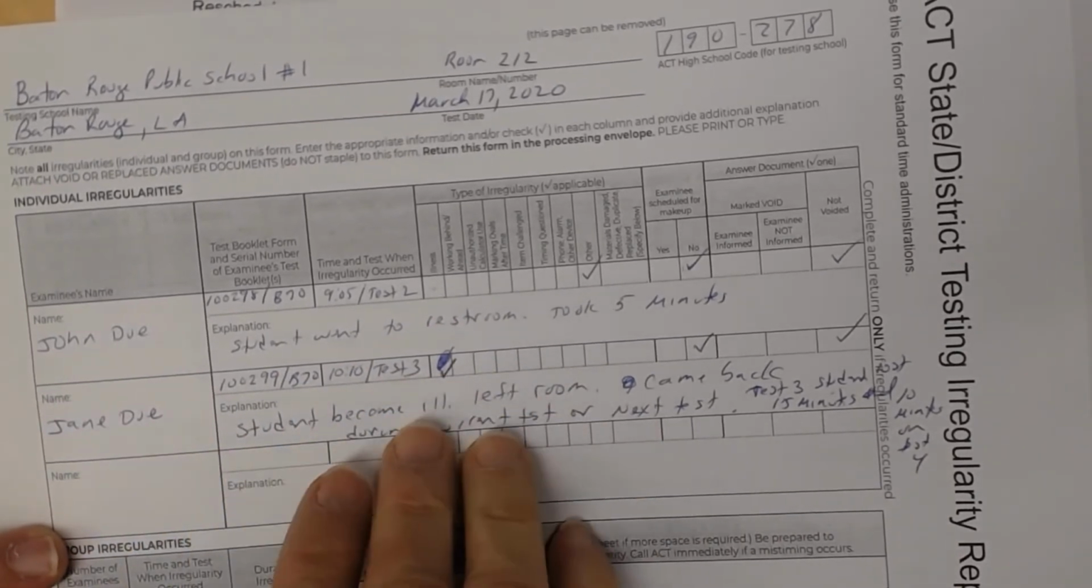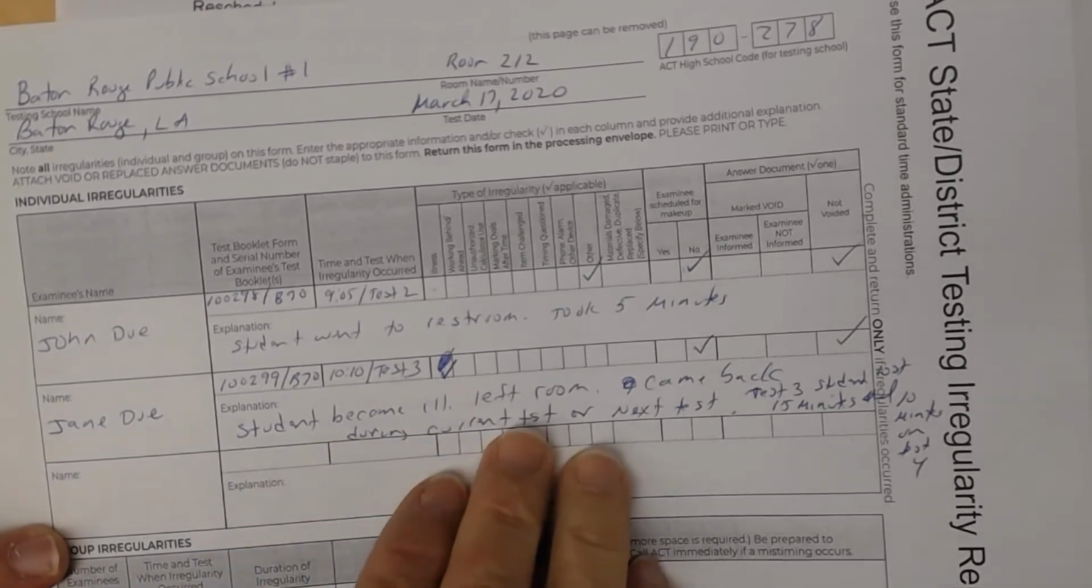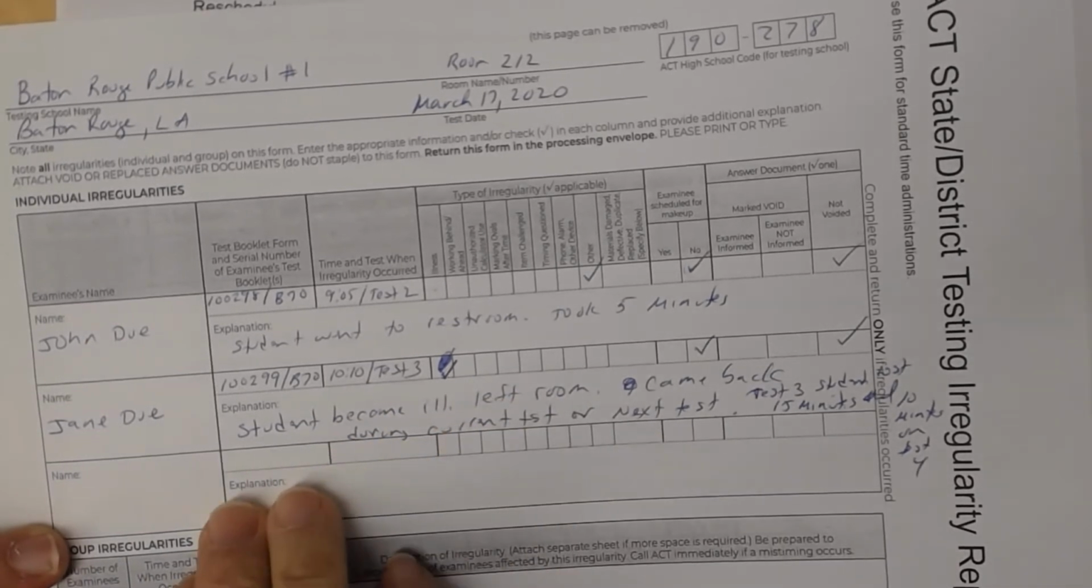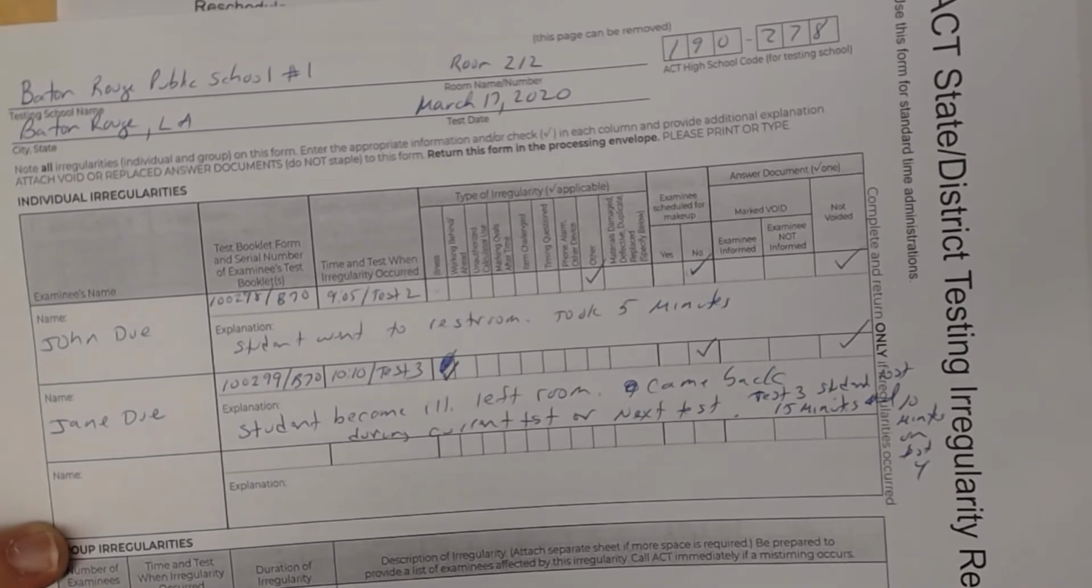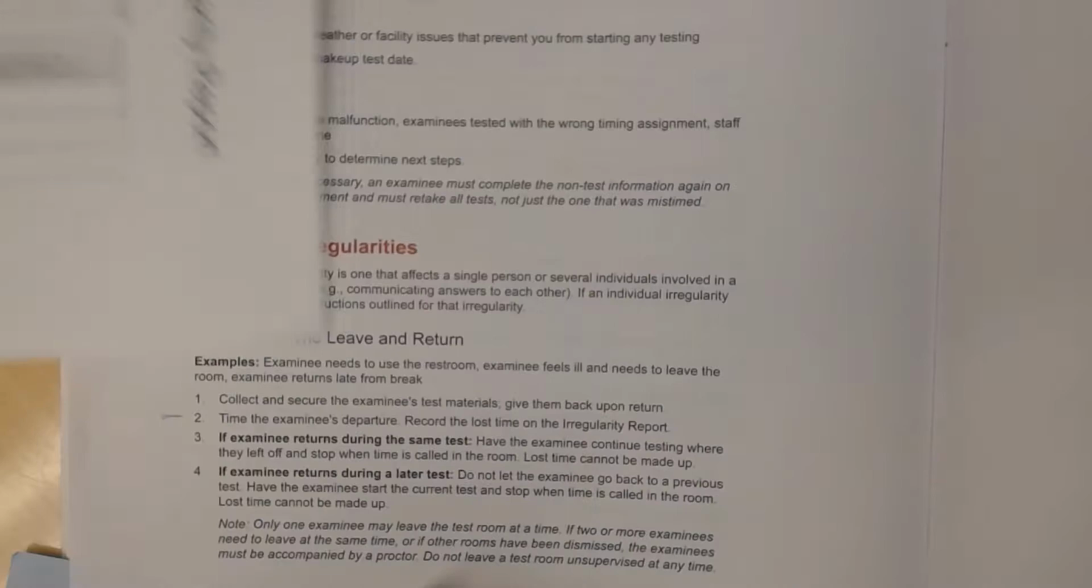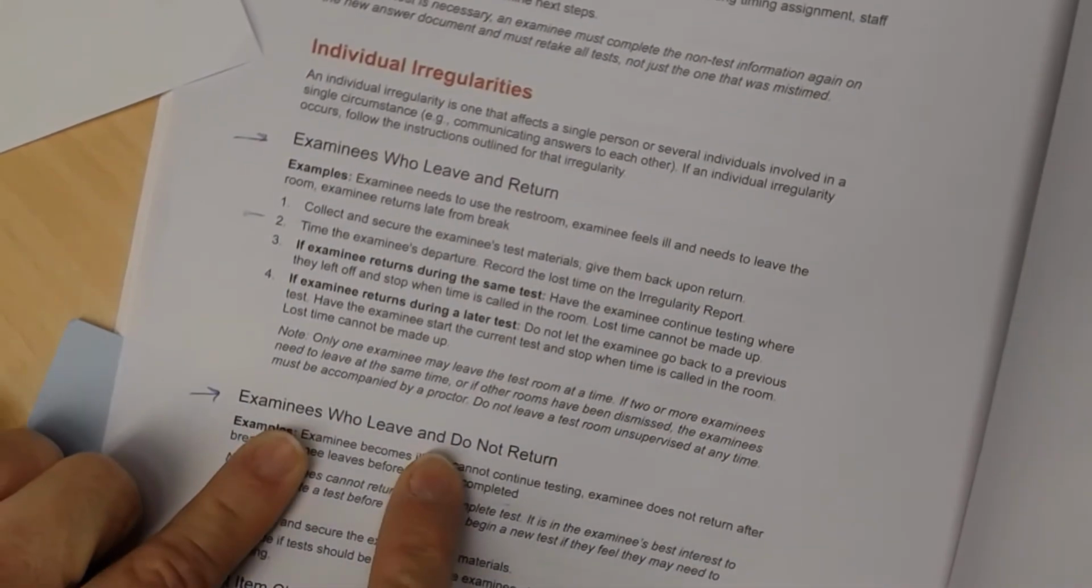If a student says they're not feeling well, just let them go to the restroom, whatever they need to do, and then they come back, you continue. If they don't come back for whatever reason, that's a discussion between you and the test coordinator. That would be this part here: examinees who leave and do not return.